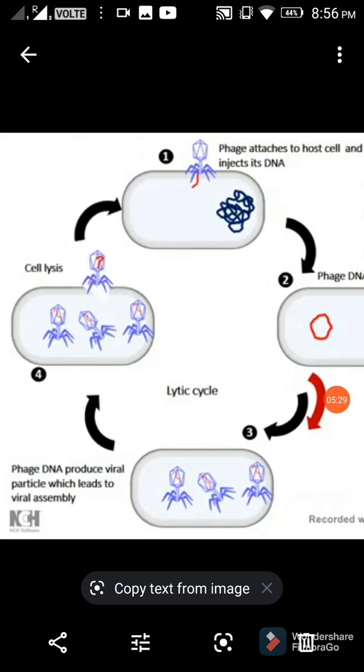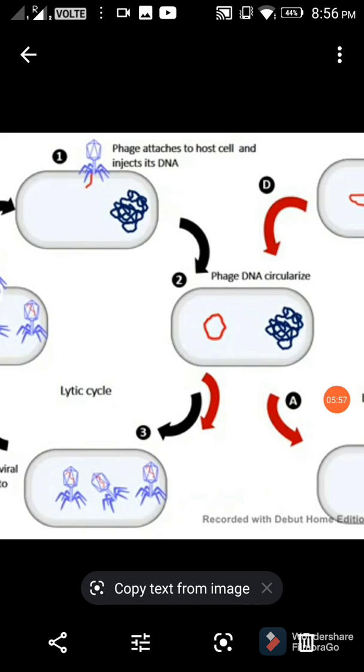In the lytic cycle, as you can see, this will lead to the production of many virions, and the cell will lyse. So cell lysis will occur, and the virus will be released into the outside environment. That means they will cause harm to the bacterial cell by killing and lysing it. So these are the two life cycles of this particular phage.